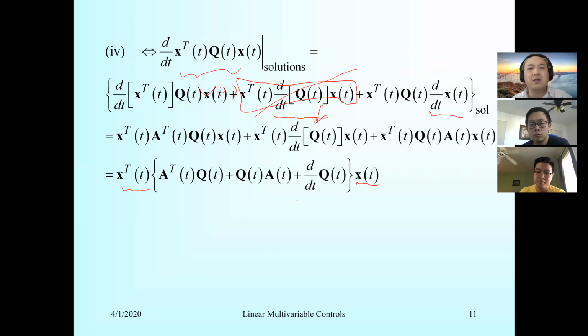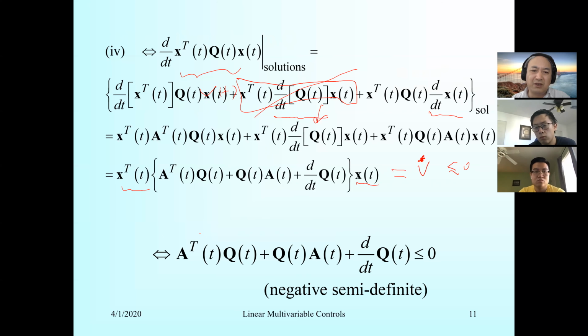Okay, and this one. So remember, this is V dot. We want to make V dot less than 0. It's not increasing. This is always decreasing. What does that mean? That means this whole thing inside the bracket has to be less than or equal to 0. So it's NSD, negative semidefinite.